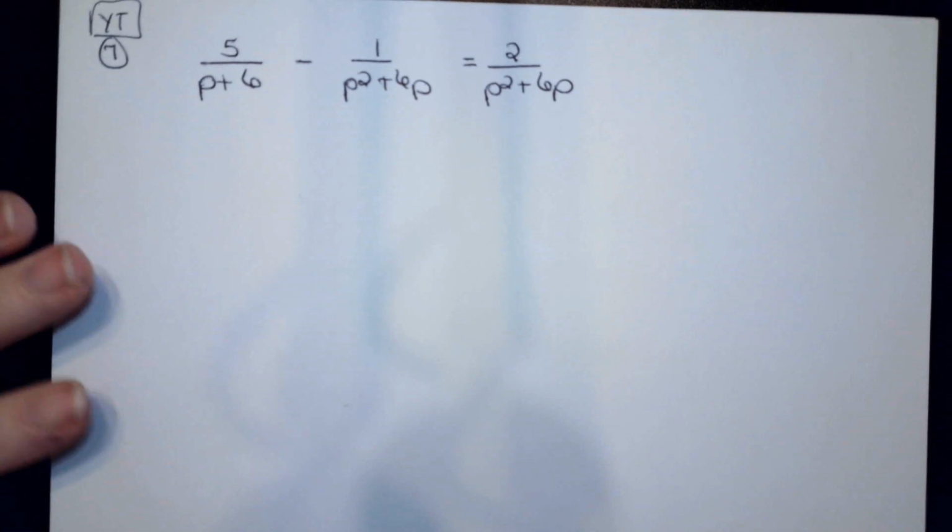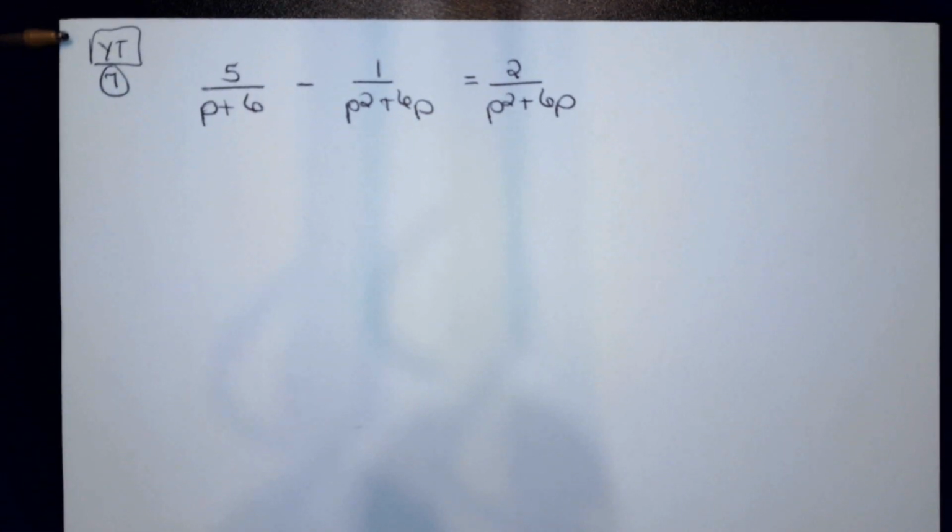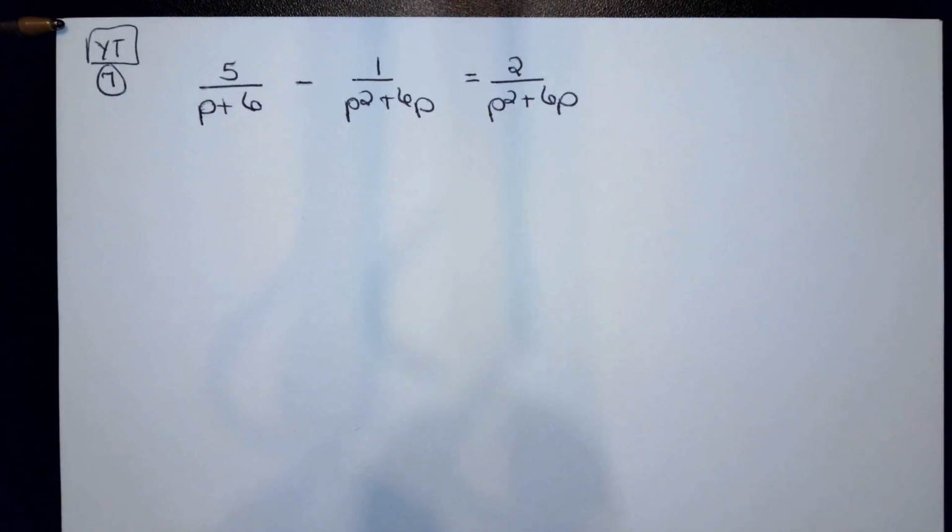Okay, I'm going to let number 7 here be a "you try." So copy this problem down, and I want you to get a common denominator. Then once you get that common denominator, focus on the numerator, and then verify your solution. So let's take about 2 minutes because this one's pretty short and easy.